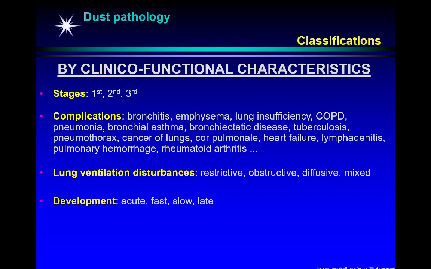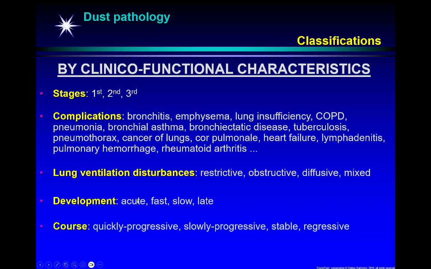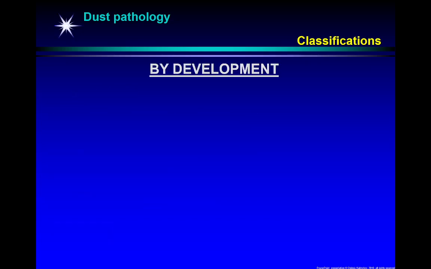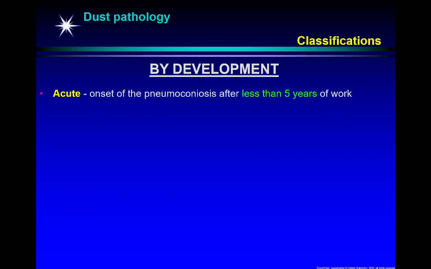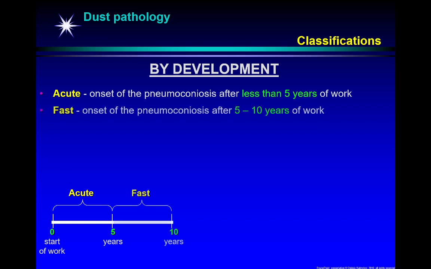Restrictive component is always present, but it could be combined with obstructive, diffusive, and mixed variants. And there are four types of development and four types of course. Let us focus on them separately. By development, we distinguish acute development, when the onset of pneumoconiosis takes place in less than 5 years after the start of work in contact with dust.